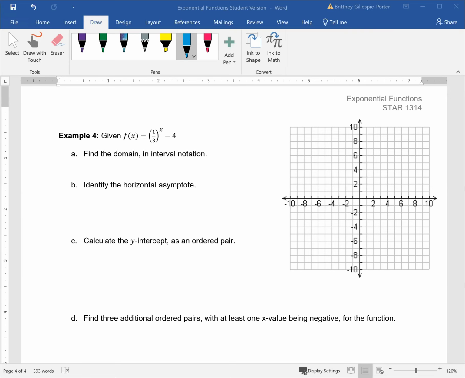Let's look at another example. We know that this is an exponential function because our variable is being held hostage in the exponent. Whenever your variable's in the exponent, you have an exponential function. Exponential functions immediately have a domain of all real numbers, negative infinity to positive infinity.